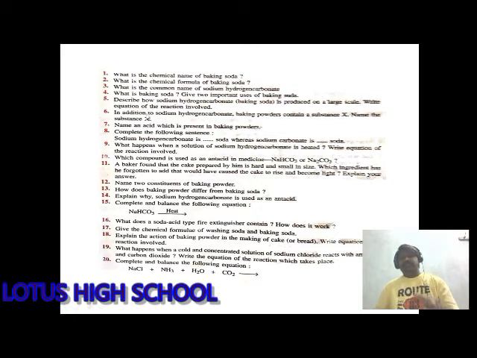So what is the answer belongs to the sixth question? Same answer belongs to the seventh question. But the question is different. That is the CBSE board.